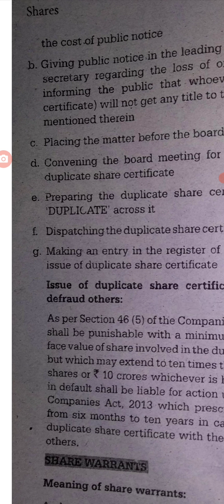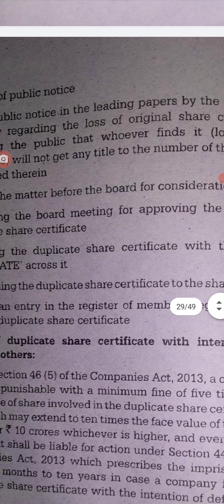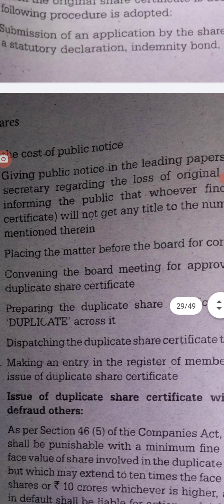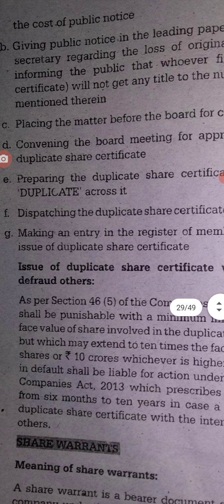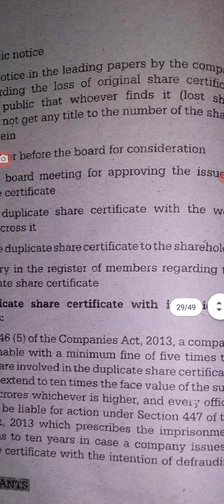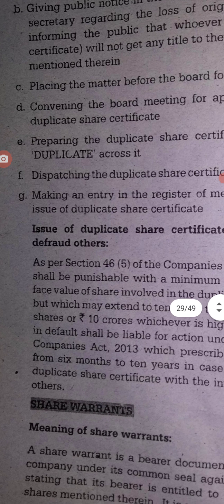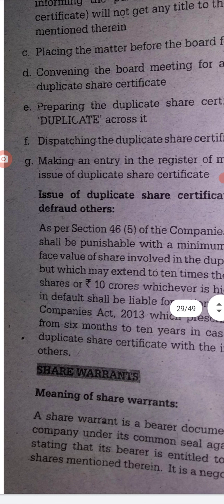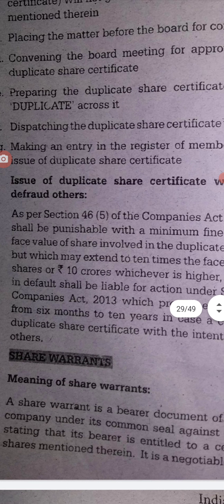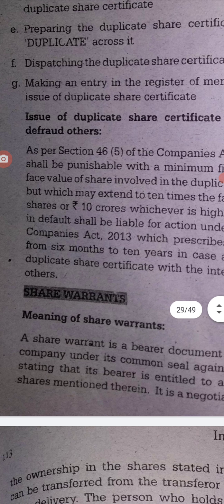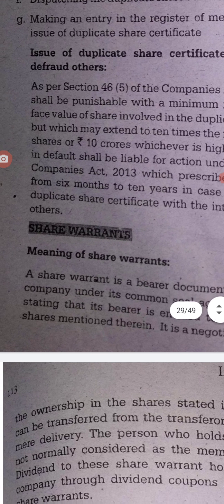Giving the public notice in the leading newspapers by the company secretary regarding the loss of the original certificate, informing the public that whoever has it, please return it, and then placing the matter before the board, convening the board meeting, and then passing the resolution for the duplicate certificate, and of course then dispatching the duplicate certificate and entering it in the register of members for the issue of the duplicate certificate.